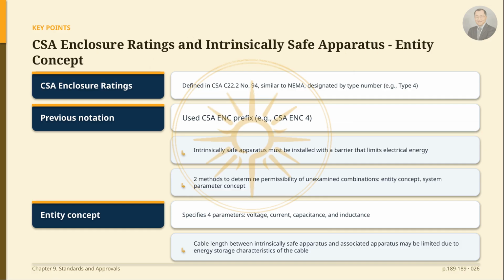The entity concept specifies 4 parameters: voltage, current, capacitance, and inductance. Additionally, please note that because cables themselves have energy-storing characteristics, the length of the cable connecting intrinsically safe equipment and associated equipment may be limited.